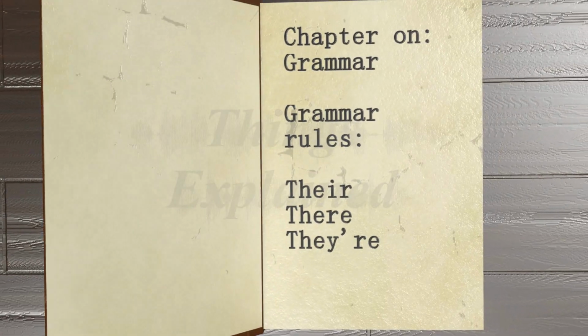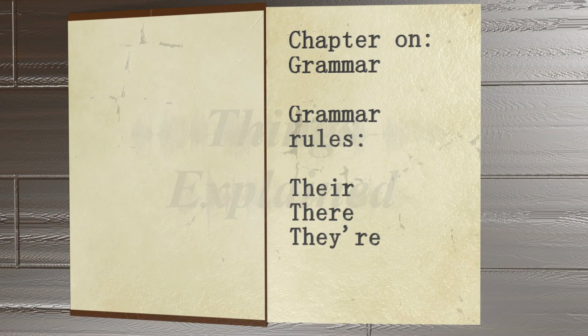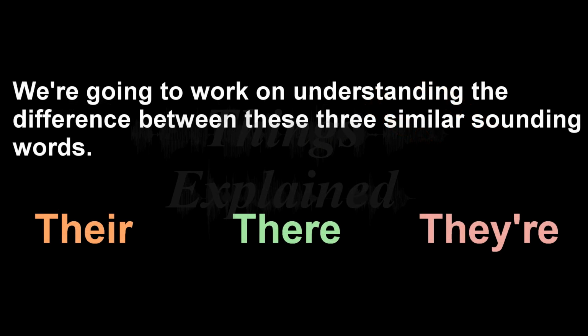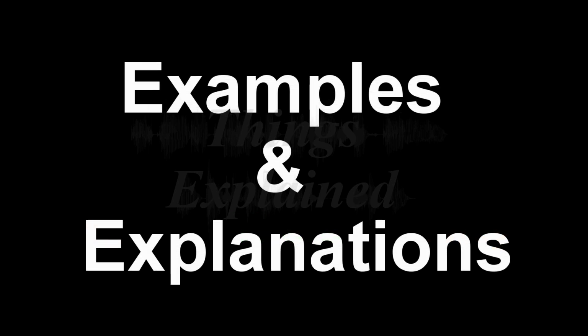Today's lesson is on grammar, understanding the difference between there, their, and they're. Let's begin. We are going to lay out a well-exampled understanding on the difference between these three commonly confused words. There, their, and they're. Let's start with some sentence examples, and then follow up with some explanations.